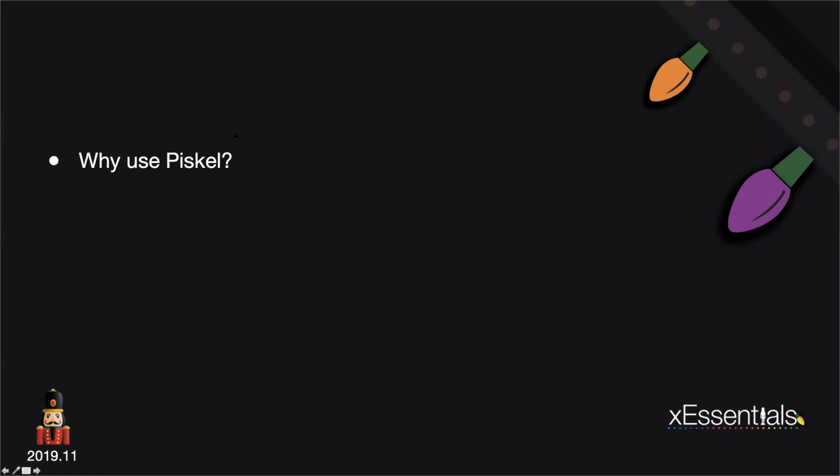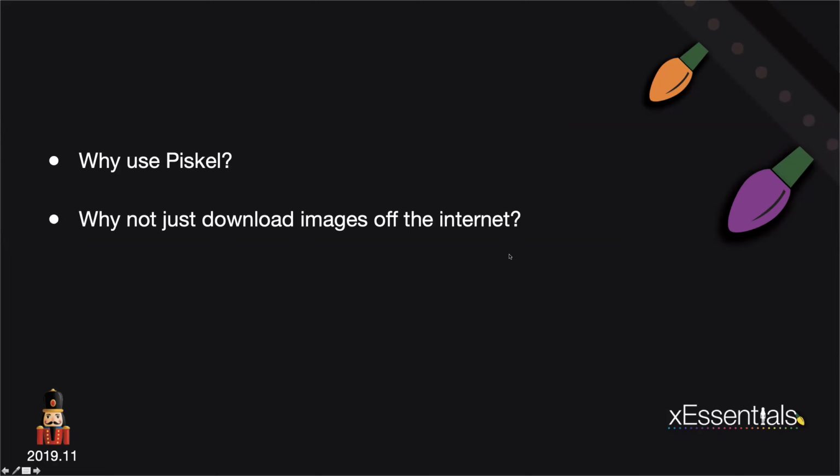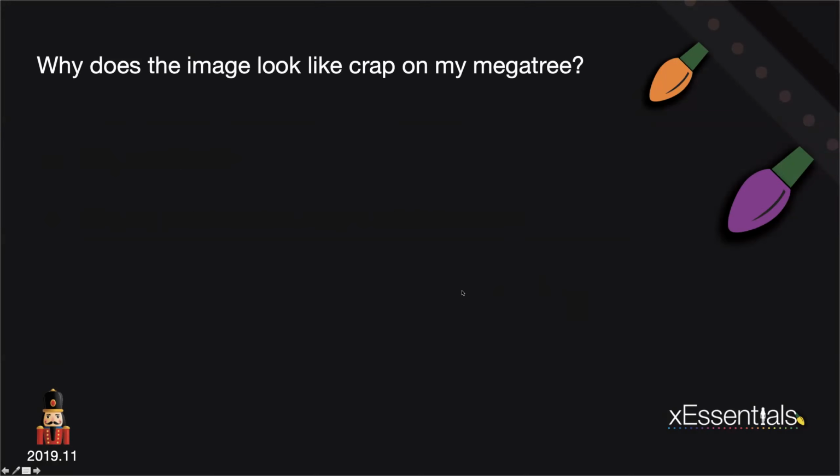So a lot of people might think, well, why use Piskel? Why not download the images off the internet? And the reason is, as I said, if you've got a low pixel count matrix, you're going to struggle to find images on the internet that you can actually put on there that look okay. And a question that often gets asked is, why does the image look like crap on my mega tree?